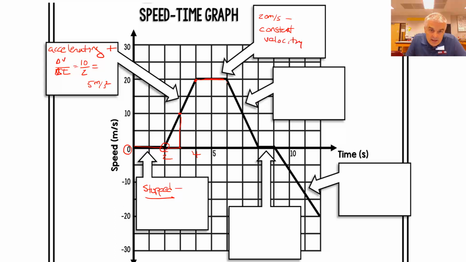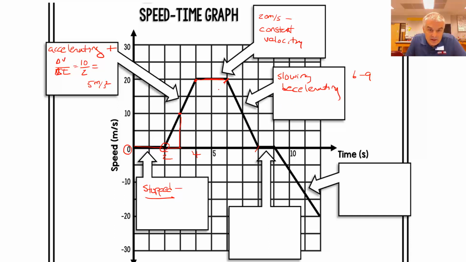All right. Now, what happens at 6 seconds? From 6 seconds to 9. So this is from 6 to 9 seconds. What he's doing is now he is slowing down. So we'd say decelerating because his slope, right, is negative.